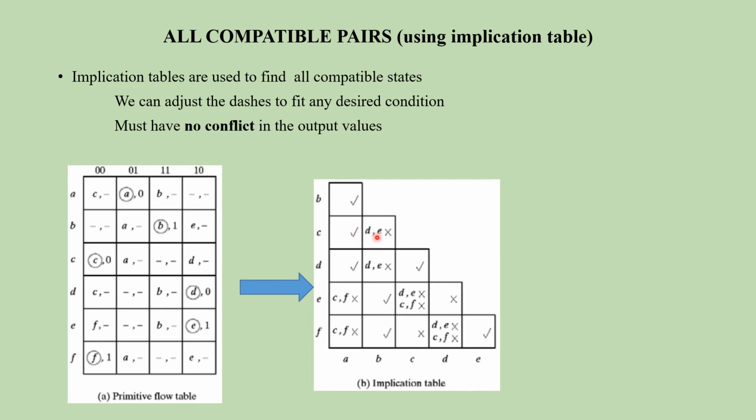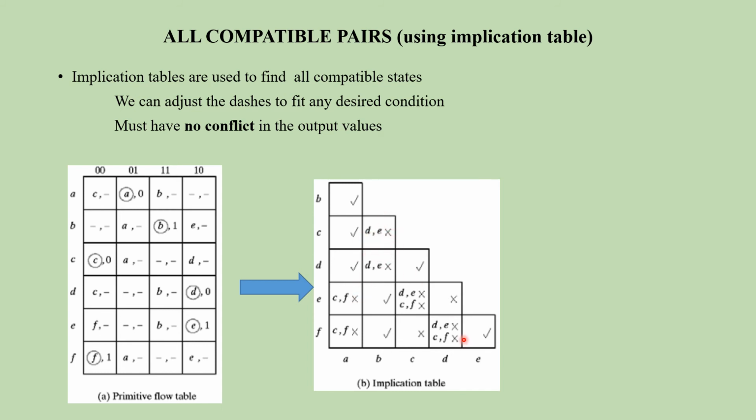Like we'll consider one. A compared with E. Look at A and E. While comparing, the next states are C and F. The output is dash. So I can put C and F. Okay, right. Then similarly for comparing B and C. Look at B and C. There is actually a next state change. There is a conflict. So D and E. So put that also. If there is a conflict, we are supposed to put a cross mark, right?